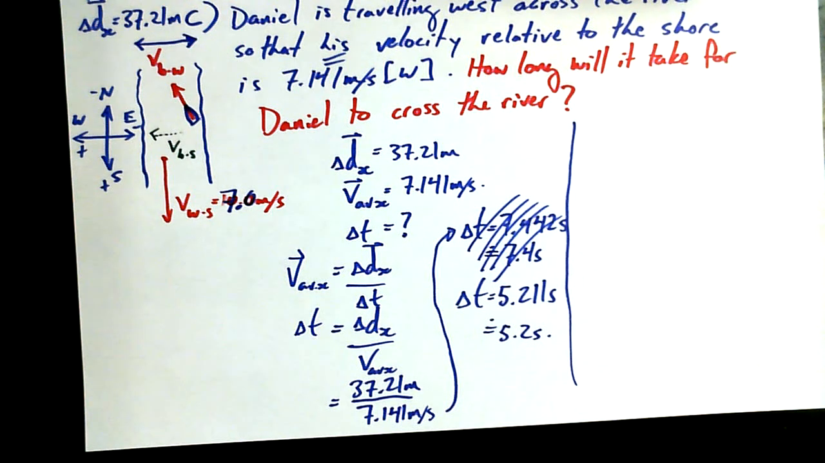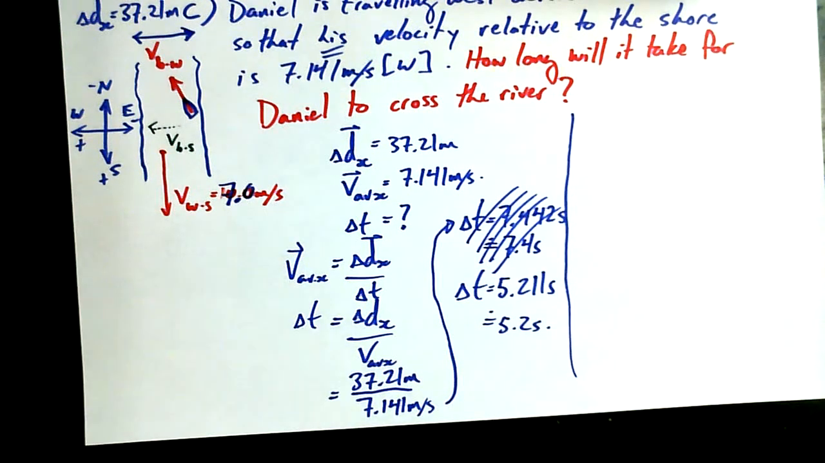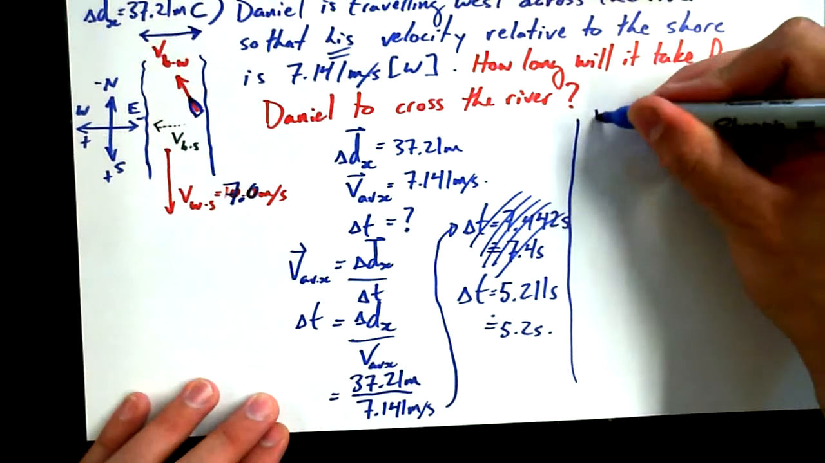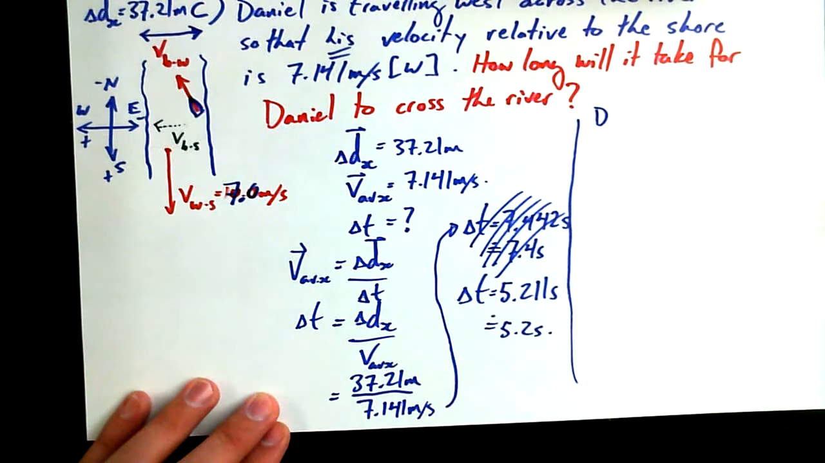All right, part D. Let's try part D. It took him 5.2 seconds to get across this river.